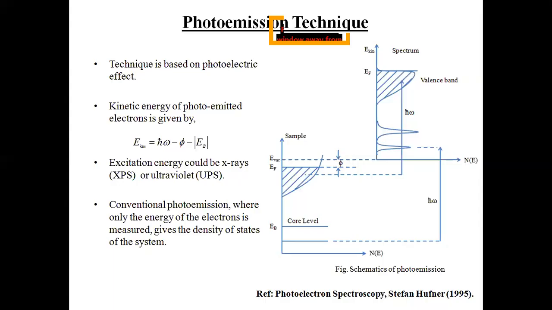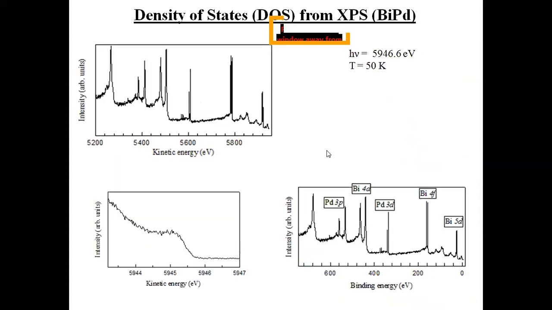Number of the electrons. Not really, you do not really resolve the momentum of those electrons. So this is one example of the density of states that you get in XPS. This is a material called BiPd. We have done an experiment on it with this much photon energy at 50 Kelvin. These are the core levels, and your valence band is somewhere here, and this scale is the kinetic energy, and this is the intensity.